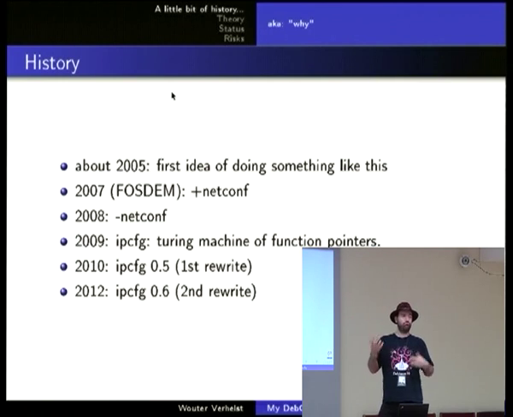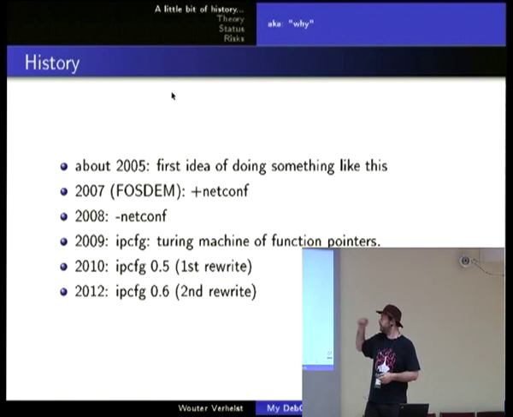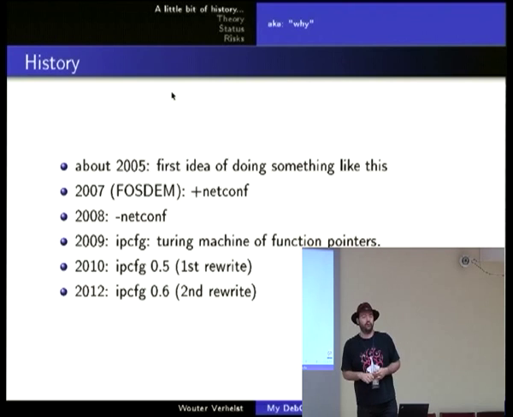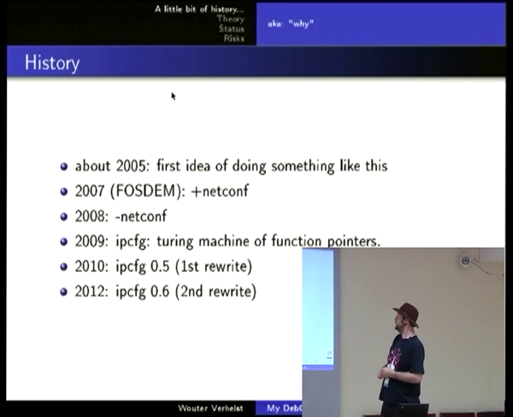So that revived my idea. I did first try to help him out with NetConf in building a C version of that Python code, but as is not very much a secret, I'm not a fan of Python, so I didn't get very far with that. So in 2009, I started working on what I called ipcfg, and the first version that I started writing then was, well, could be described as a Turing machine of function pointers. I hear some of you laugh. If that is because you think it's a bad idea, then I fully agree. It was a very bad idea.